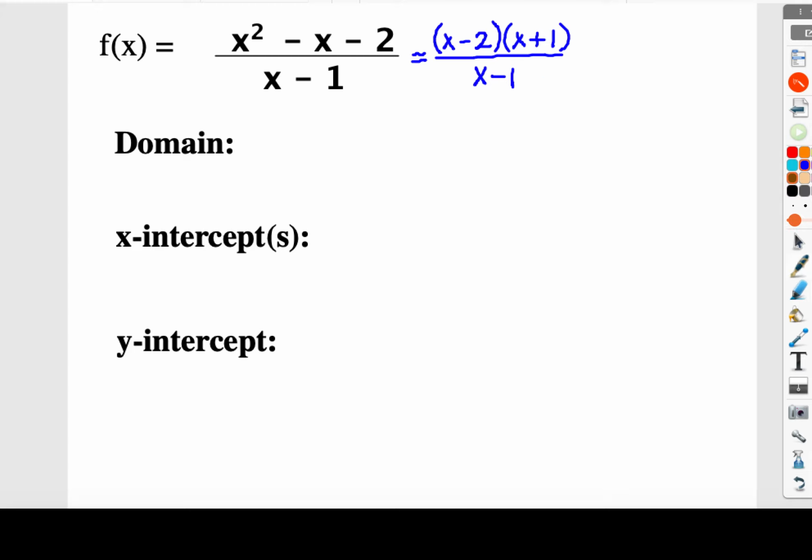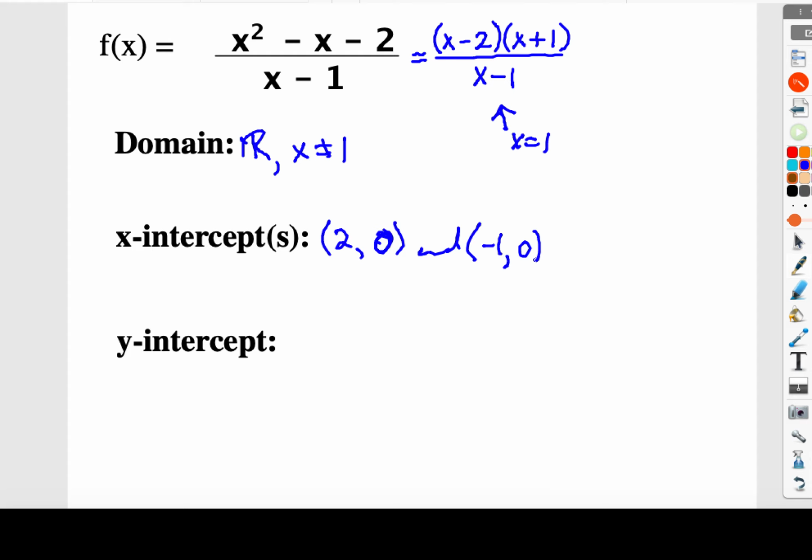Which means, again, whatever makes the bottom 0, so right now x being 1 would be an issue. So I'm going to say all real numbers such that x can't be equal to 1. Whatever makes the top 0 are going to be my x-intercepts, so +2, because we've got x - 2 for a factor, and -1 because x + 1 is a factor. Neither of those two x-intercepts this time would make the denominator 0, so they'd both be x-intercepts. They make the top of our fraction 0. 0 over anything is going to be 0.